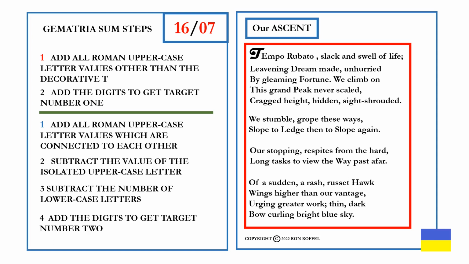The puzzle in the blue box is in 4 steps. The first one is you add all Roman uppercase letter values which are connected to each other. Step 2, you subtract the value of the isolated uppercase letter. Step 3, you subtract the number of lowercase letters. And with that result, step 4 is you add the digits to get target number 2.